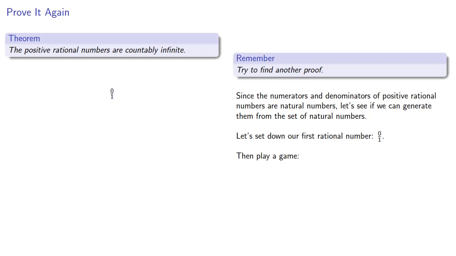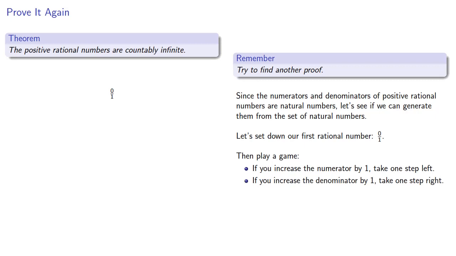If you increase the numerator by 1, take a step to the left. And if you increase the denominator by 1, take a step to the right. So if we increase our numerator by 1 to get 1 over 1, we'll put that to the left. And if we increase our denominator by 1 to get 0 over 2, we'll put that to the right. And if we increase our numerator by 1 to get 2 over 1, or increase our denominator by 1 to get 1 over 2, and notice that could have also been obtained by increasing our numerator of 0 over 2, and we can also increase our denominator of 0 over 2 to get 0 over 3.